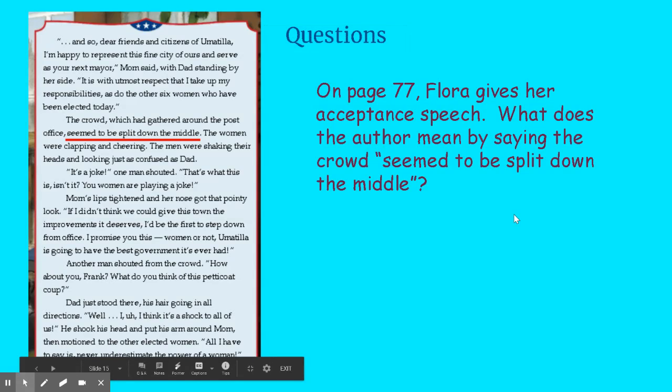On page 77, Flora gives her acceptance speech. So, what does the author mean by saying that the crowd seemed to be split down the middle? This would be a piece of figurative language. And if you would like to determine the figurative language, that's fine. But we actually don't need to know if it's a metaphor or an idiom or a hyperbole. We need to know what the author's trying to tell us. So, I want you to look through for text evidence of how you know what he means by the crowd seemed to be split down the middle.